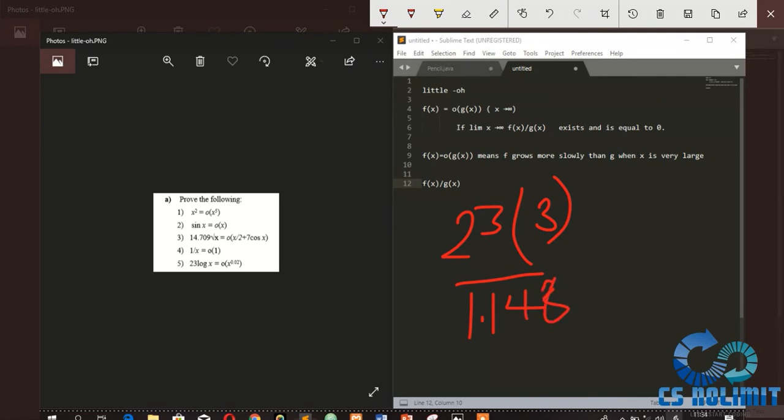So it is very clear that f of x will be growing more rapidly than g of x, and this violates our little o notation, and this will not hold. Hence we have to put something like this to notify that it is not equal. And you have proven this property.